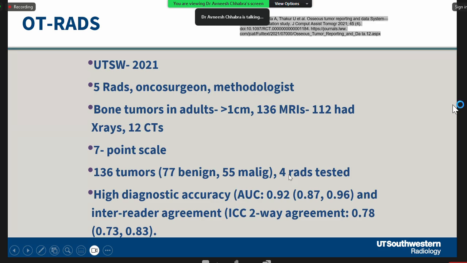So we had 4 radiologists who tested it. I recused myself because I knew all the cases, so I didn't read the cases. And we found high area under the curve, just like you saw with the RAS score. And inter-reader agreement was good, about 0.75.